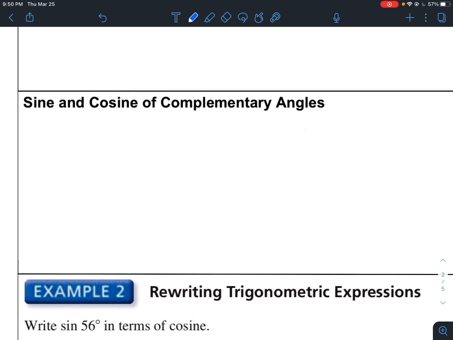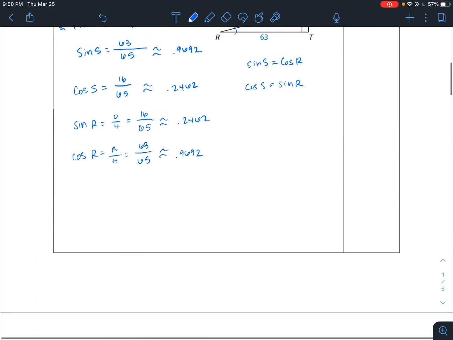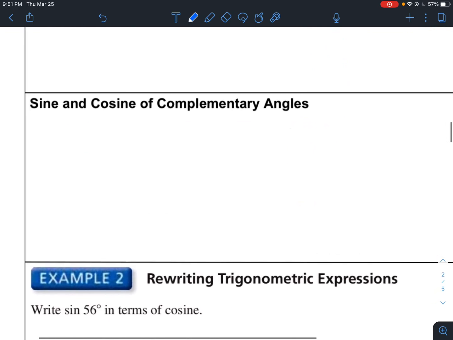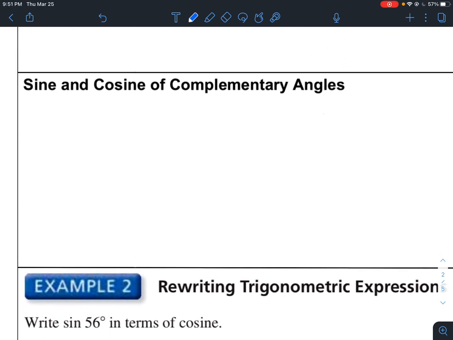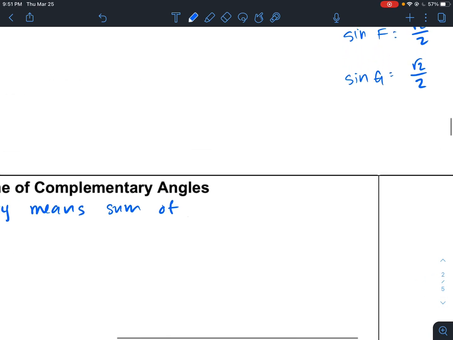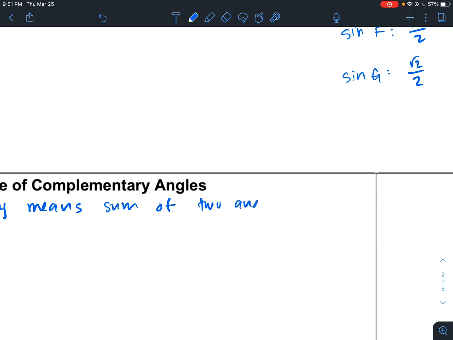So the sine of an acute angle is equal to the cosine of its complement, right? So again, that's what I basically just described. So complementary, just to remind ourselves, means two angles whose sum is 90 degrees. And the acute angles in a right triangle are complementary.